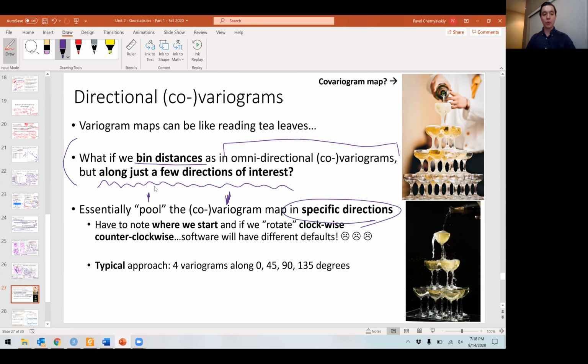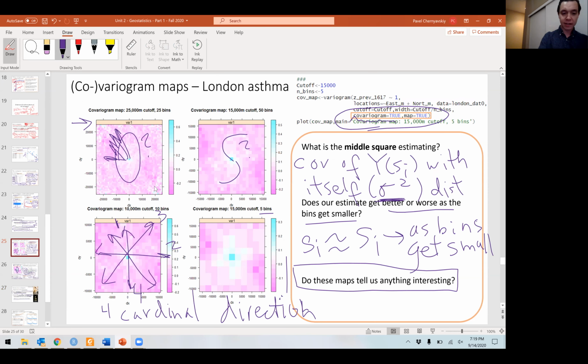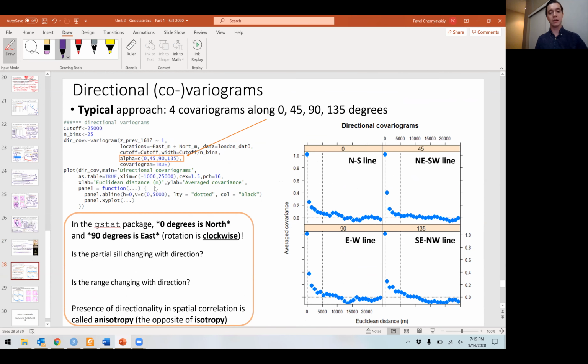Just like you were pooling your cloud into distance bins, here you're going to pool your covariogram maps into specific directions. So the typical approach is the one I just drew, right? 0 degrees, 45 degrees, 90 degrees, 135, depending on where you start counting, the 4 cardinal directions. What does this look like?